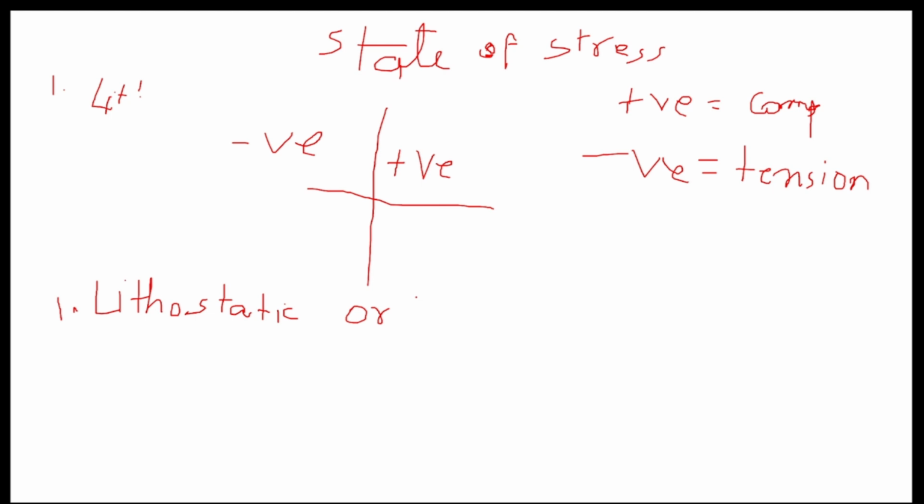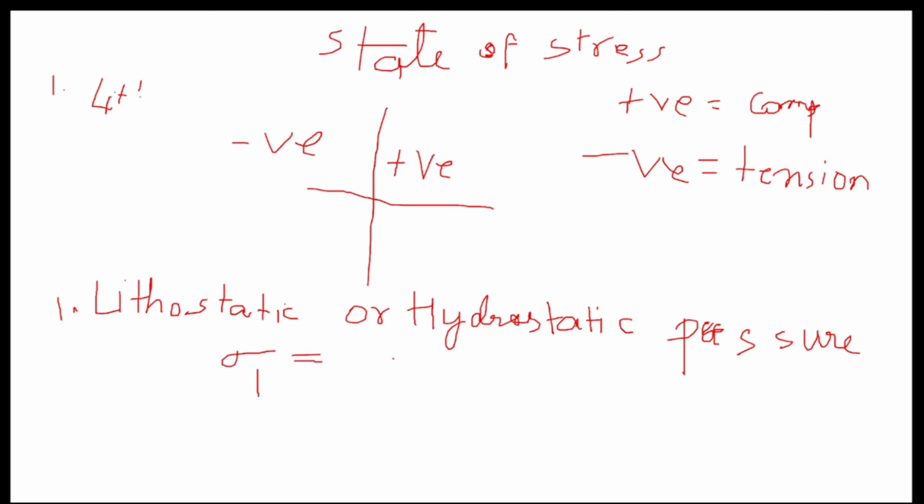Lithostatic or hydrostatic pressure. In this case the object remains constant. Why? Because the stress from all sides is equal. So in case of lithostatic pressure, sigma 1 will be equal to sigma 2 will be equal to sigma 3. And in Mohr's circle we represent hydrostatic or lithostatic pressure as a point on the normal stress axis. This is normal stress, this is shear stress. So this was our first state of stress.